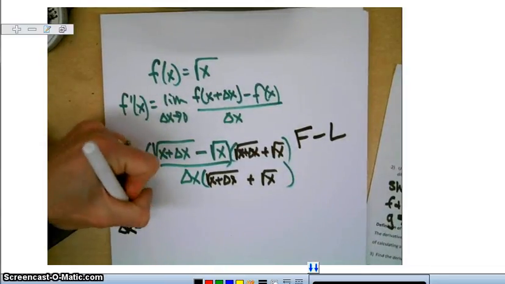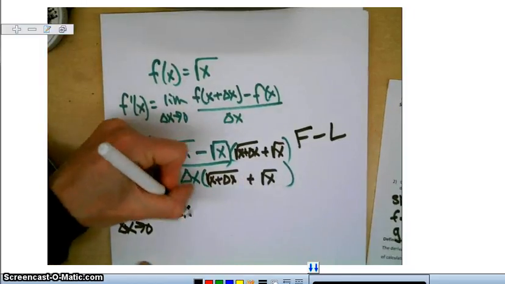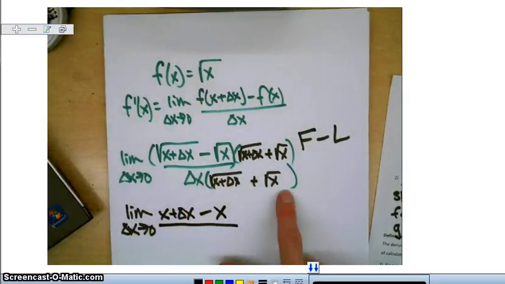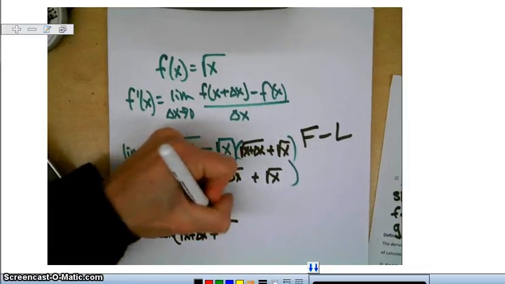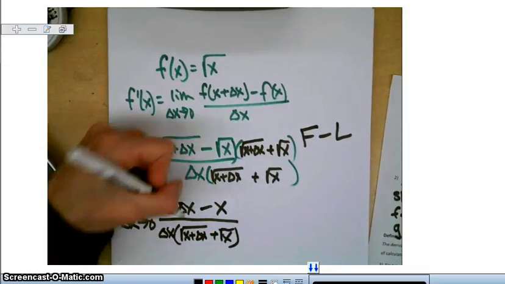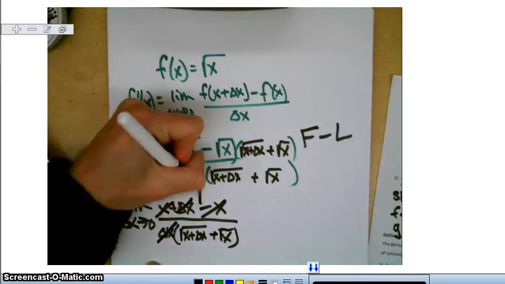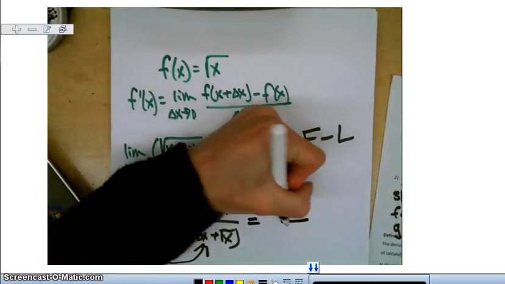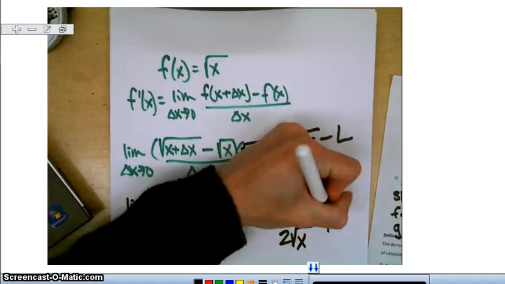So now I'll be taking the limit as delta x goes to 0 of radical x plus delta x times itself is x plus delta x, minus radical x times radical x is x, all over that stuff on the bottom, which I never multiply out. So then on the top, the x and the negative x cancel. I just have that, and that'll cancel with that. So what I have on the top is a 1. Now I can put 0 in for just the delta x. So on the top I have a 1, and on the bottom, this just becomes radical x plus another radical x. So I have 2 radical x, and that's my derivative.